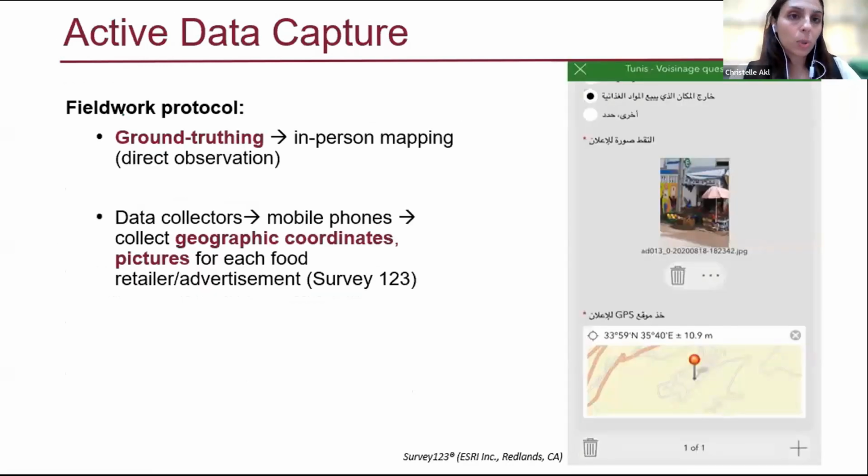Now, for the fieldwork protocol, we performed the ground truthing. So what do we mean by ground truthing? It means an in-person mapping with direct observation. We basically asked data collectors to walk on the roads within the buffer zone. They were given mobile phones, and we asked them to directly collect geographic coordinates and, of course, pictures of each food retailer and advertisement available within the buffer zone. And this was using an application called FERN2023, and this is a screenshot of this application.